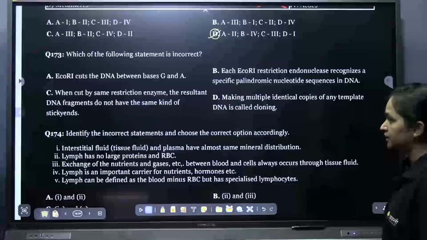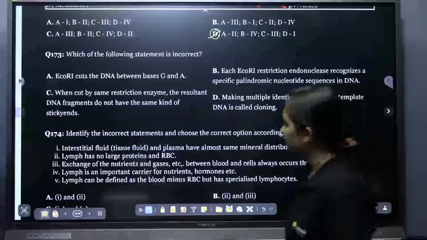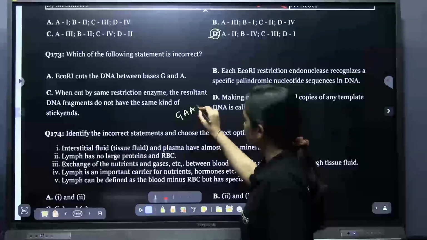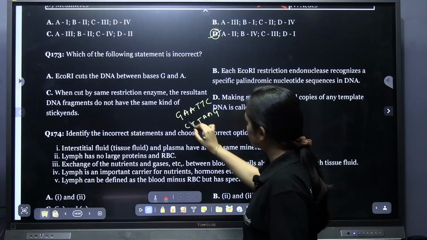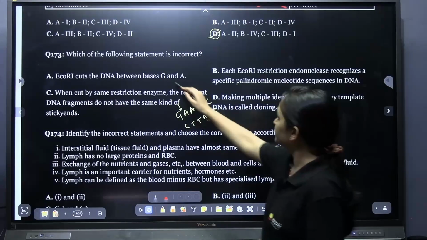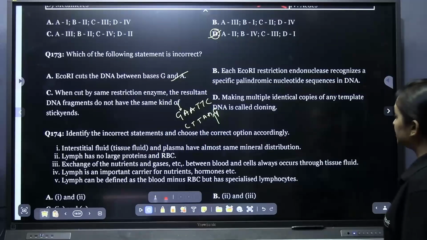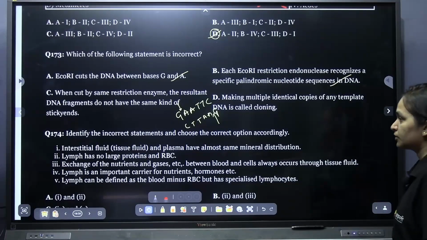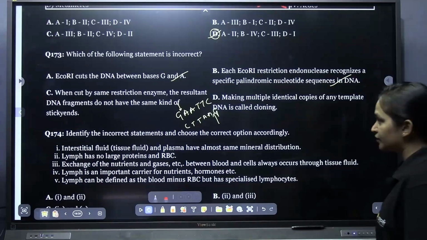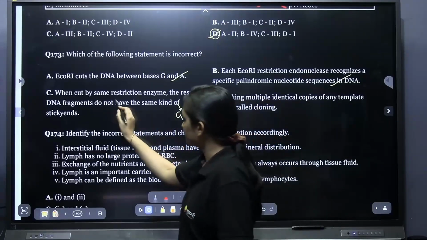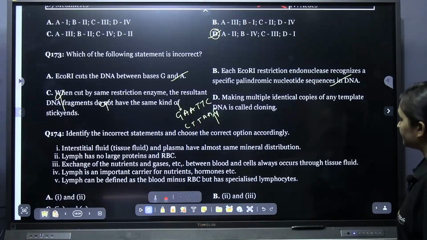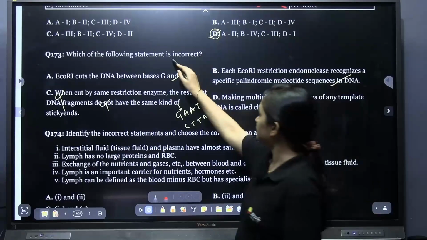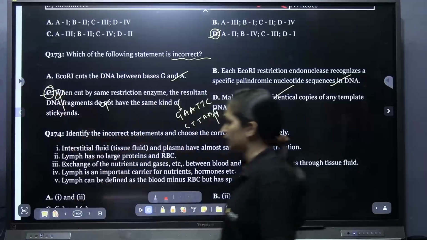Which of the statements is incorrect? EcoRI cuts the DNA between bases G and A. So, it cuts the DNA within this palindrome, so it cuts here between G and A, which means this is correct. Yes, right. Each EcoRI restriction endonuclease recognizes a specific palindromic nucleotide sequence in DNA. Is definitely true. When cut by the same restriction enzyme, the resultant DNA fragments do not have the same kind of sticky ends. Why not? They have the same kinds of sticky ends. This is wrong. Making multiple identical copies of any template DNA is called cloning. This is true. You need to find the incorrect one. C is the incorrect one.